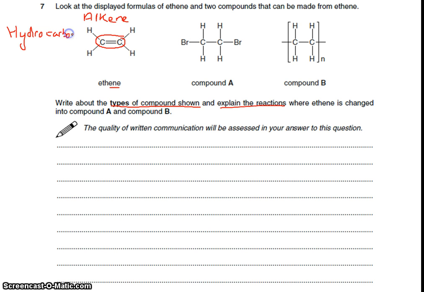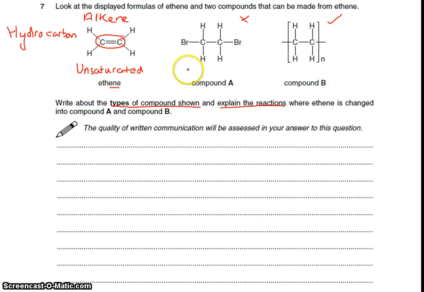So that also gives us some information about some of the others. So compound B is also a hydrocarbon, but compound A isn't a hydrocarbon because it contains bromine. Now, because this contains a double bond, any compound that contains a double bond we can describe as unsaturated, which basically means it doesn't contain just single bonds. It's got a double bond in.